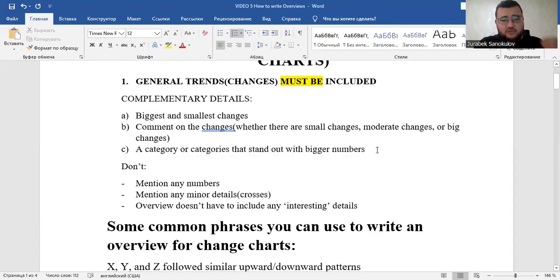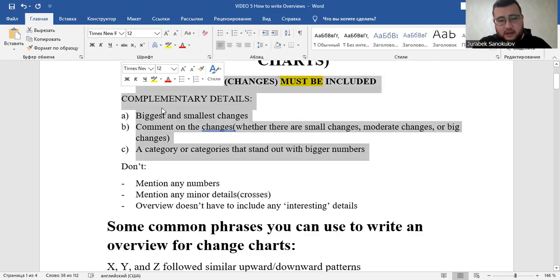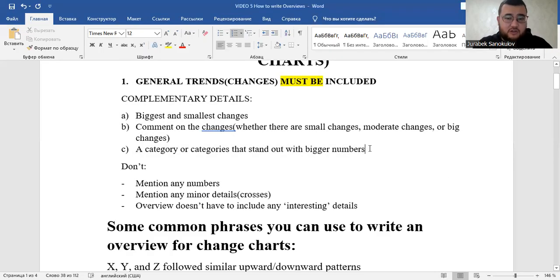Yeah, so usually doing these will be more than enough for you to get a 7 for your task response. I mean, task achievement, right? So don't do these. The overview doesn't have to be interesting. It must be correct. And the correct way is this.